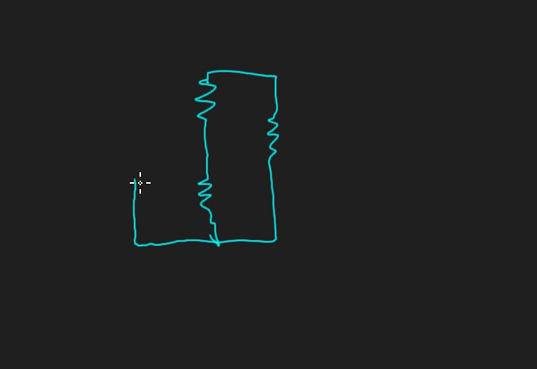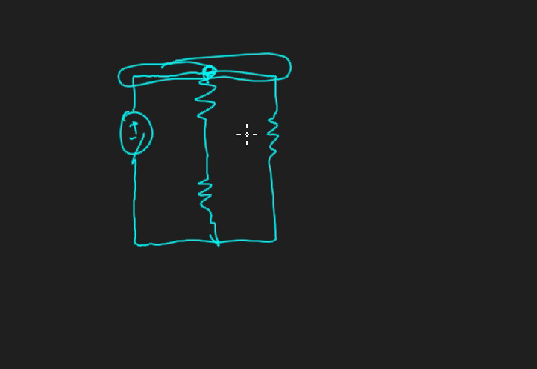If I were to draw a different circuit, it's a bit neater this time, fingers crossed. This circuit would still have two meshes, only this time there would be three nodes. There'd be this node here, which is the entire top part. There'd be this node here, and there'd be this node here. So that's the difference between, I guess, a mesh, a node, and a loop.